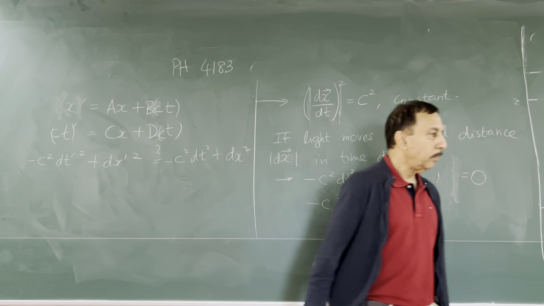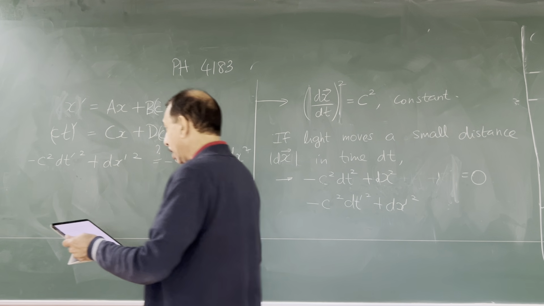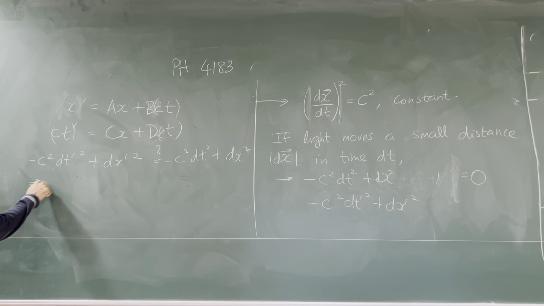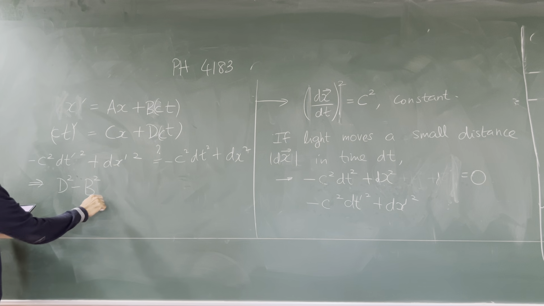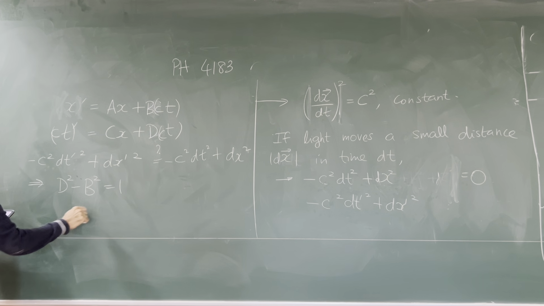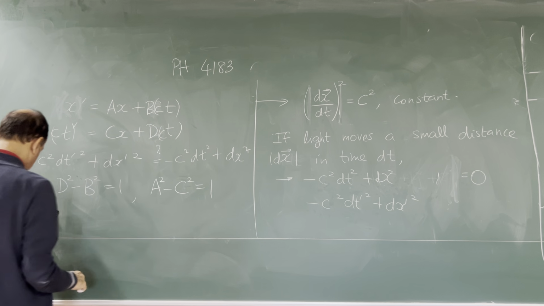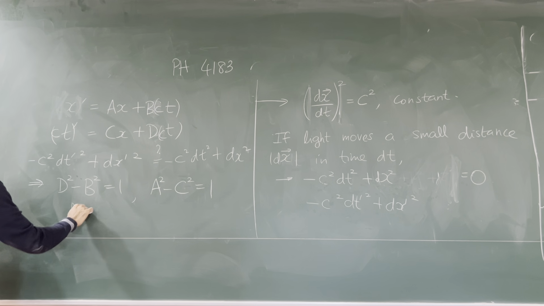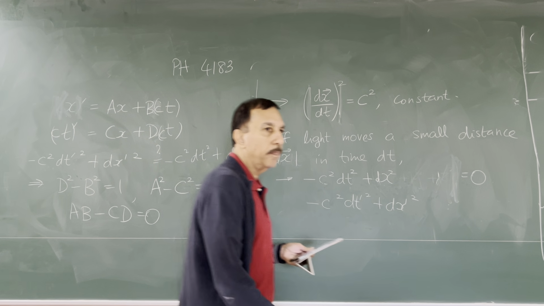Okay, and now we can implement this and find out what are these a, b, c and d. If we do it, it's a very simple calculation, which I won't do. I want you to do it for yourself, and you'll find d squared minus b squared is equal to 1, a squared minus c squared is equal to 1, and ab minus cd is equal to 0.